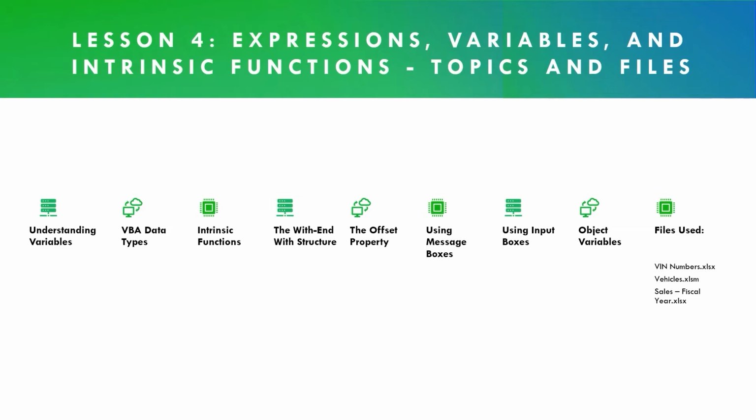So we're going to get started by learning and understanding variables. We'll go over VBA data types and intrinsic functions, which include expressions. We saw the with structure in the first macro we recorded, the add formatting macro. It created that structure with everything that resides in the paragraph group on the home tab of the Excel ribbon. And we deleted a lot of extraneous lines just to make our code more concise. You're going to learn about the offset property, using message boxes and input boxes, and object variables.